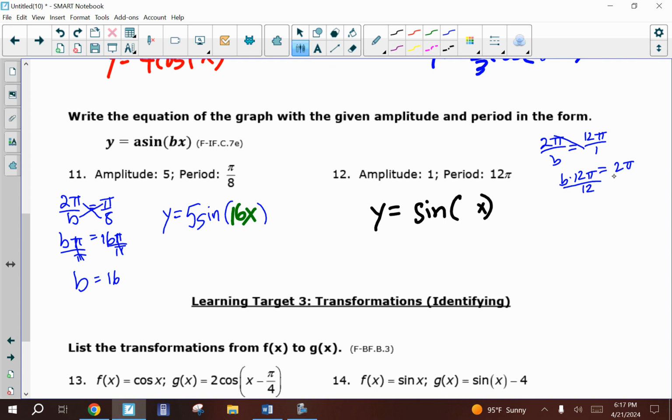Then we just divide by 12 pi. So all that cancels. These pi's cancel on the right, and then we're left with a 1/6. So b is equal to 1/6. That goes in front.